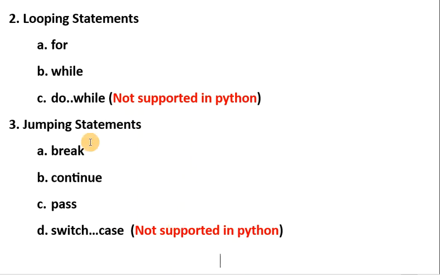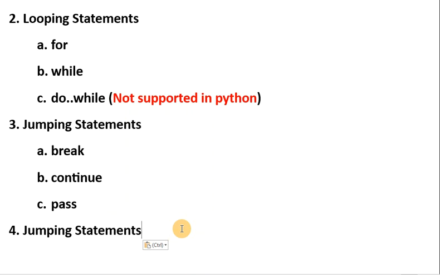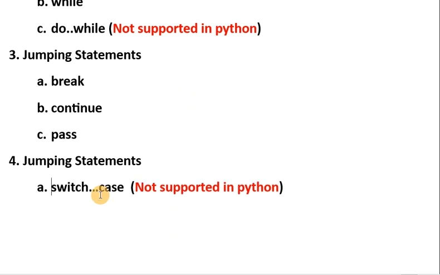Now come to the next, the jumping statements. In the jumping statements you can see break, continue and pass. Sorry, switch is not coming in the jumping statements. The switch is actually called a branching statement, so let me make another block for this. The switch is going to be considered under the branching statement, not the jumping statement. Let me make it branching. Yes, now it is correct.